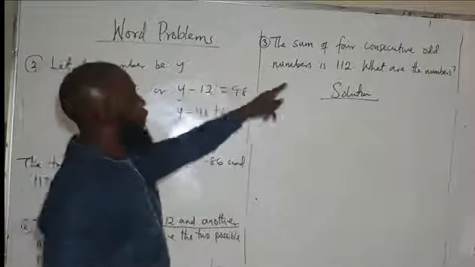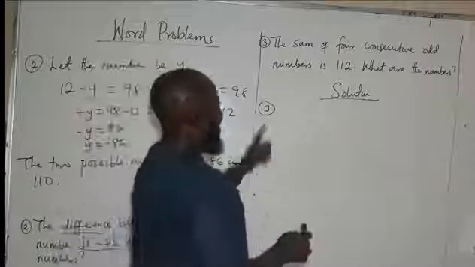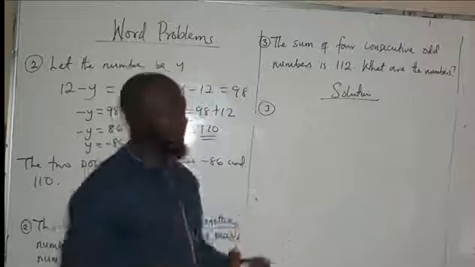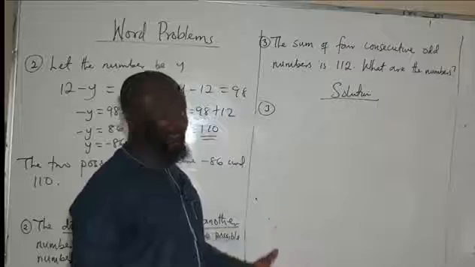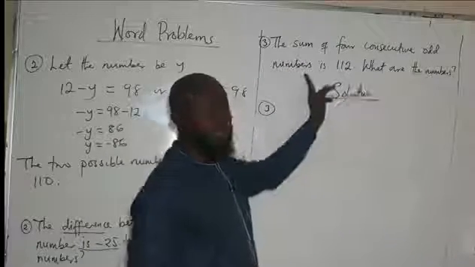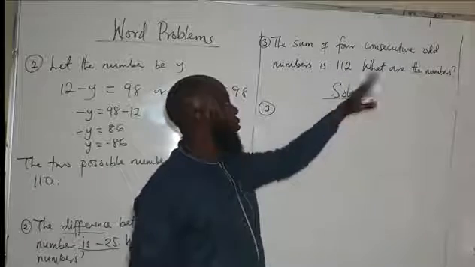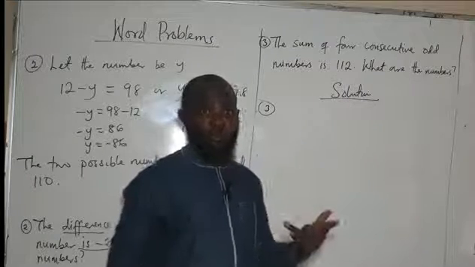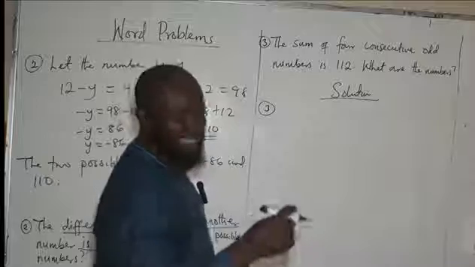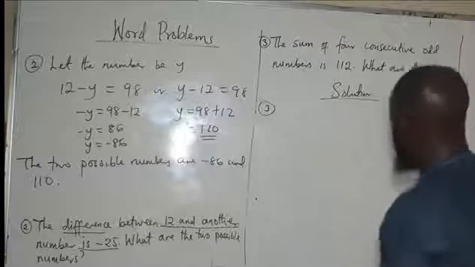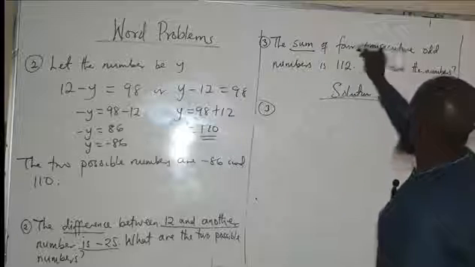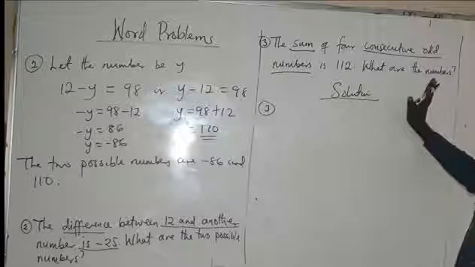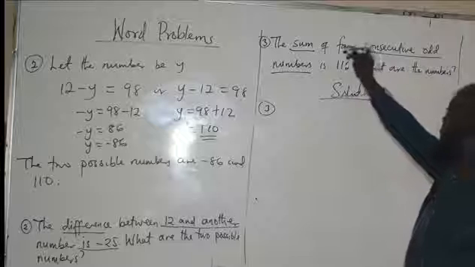Number 3: the sum of 4 consecutive odd numbers is 112. What are the numbers? Now we have read it once. Let's read it again for better understanding. The sum of 4 consecutive odd numbers is 112. What are the numbers? Which means we are looking for 4 numbers, no more. So let's pick out the most important aspect of this problem. We have consecutive odd numbers, and the sum, which is 112, of 4 consecutive odd numbers.